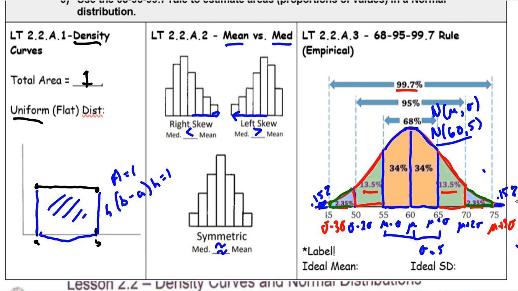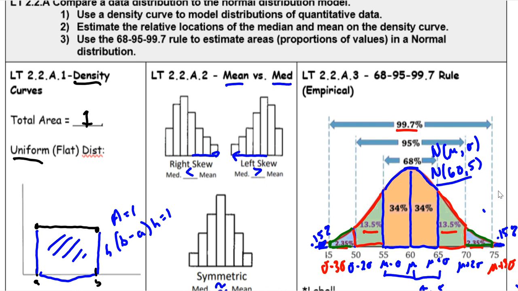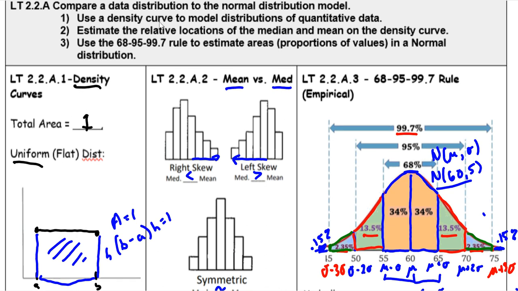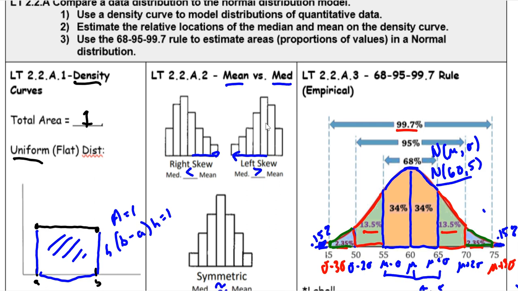Recapping what we have here: our notes on density curves and how you model them with uniform distributions, which are flat; estimating relative location of the mean and median given the density curve; and finally using the 68, 95, 99.7 rule, which is known as the empirical rule when you're talking about statistics.